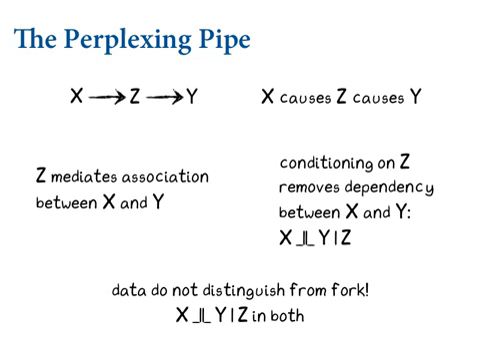Now, that's an example I'm going to give you in a second. So x causes z causes y is the way to read this thing, or z mediates the association between x and y. If you condition on z, the middle variable, just like with the fork, then you remove the statistical association, the dependency between x and y.